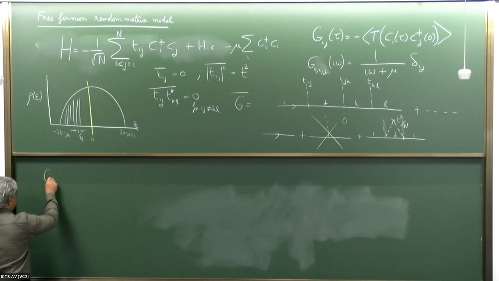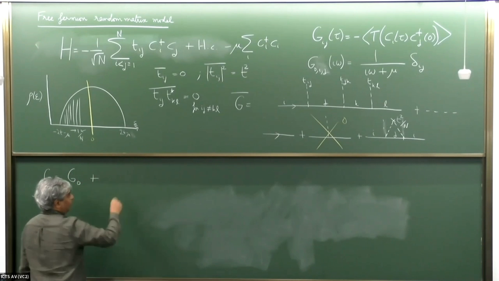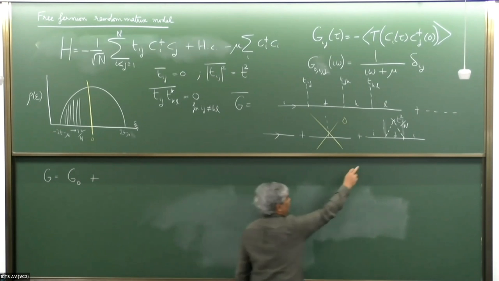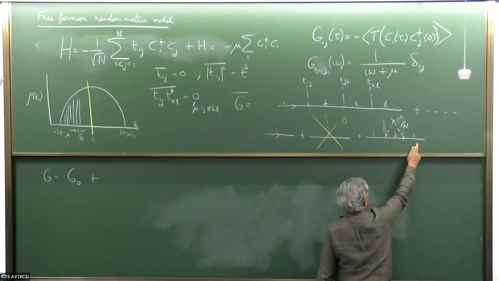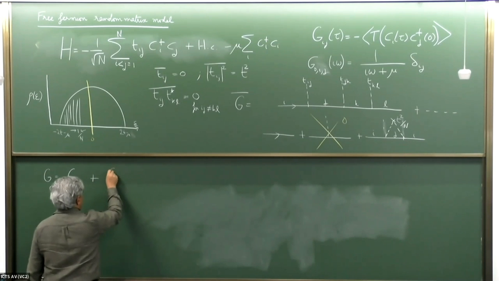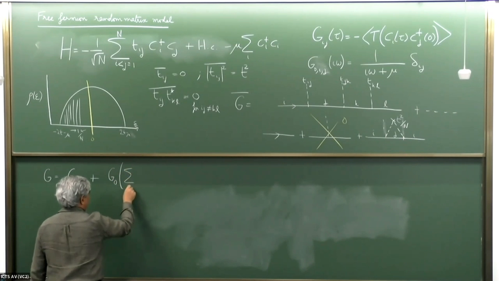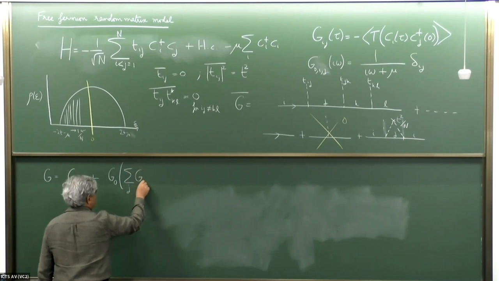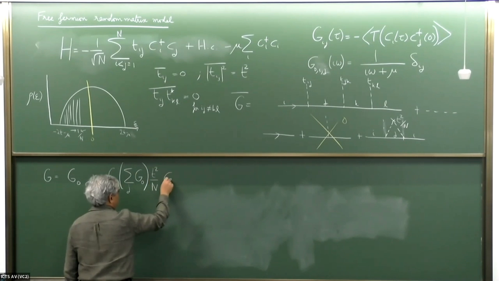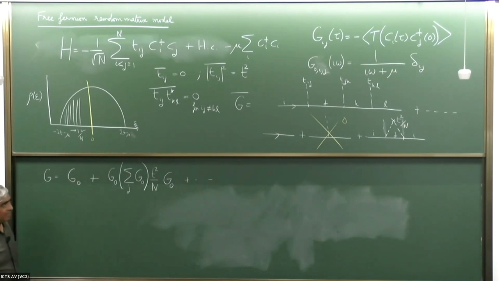So we've gotten G is equal to G zero plus this term, and this term is basically there's a G zero here, there's a G zero here, and a G zero here, and there's a sum over J. So it's G zero times sum over J of another G zero, then the factor of T squared over N, and G zero. Okay, we'll try to add. So that's what we get at this order.